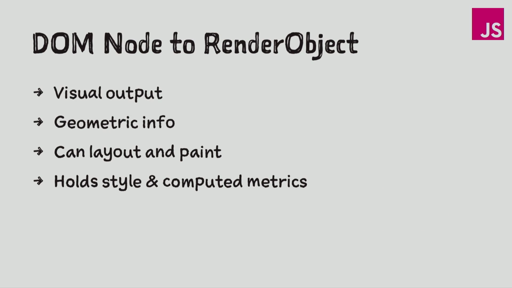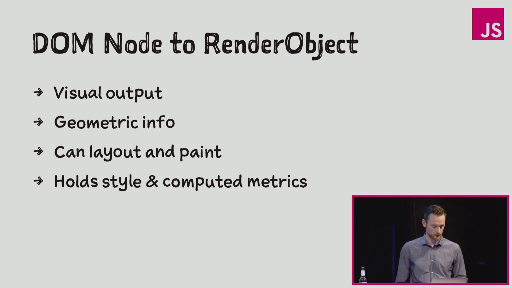So the DOM node, like I said, is converted to a render object, or the render object has a reference to the DOM node. So this is the visual output of what gets shown on the page. It has geometric information about it, so its width, its height. It can then lay out and paint itself, so it'll work out where it sits on the page in relation to everything else that it's sitting with.